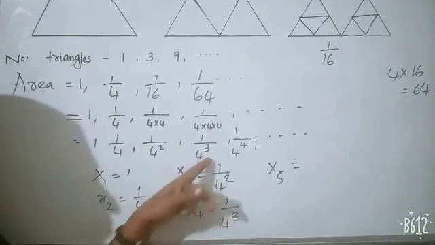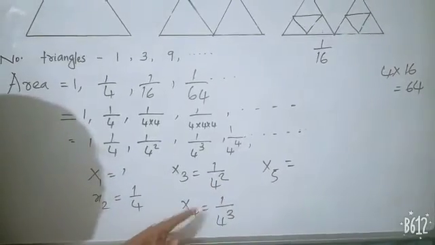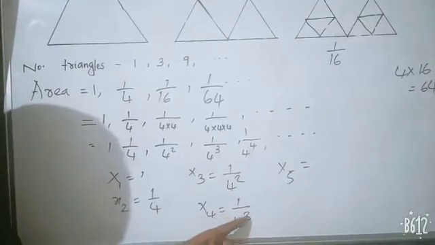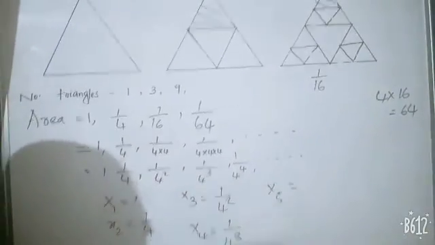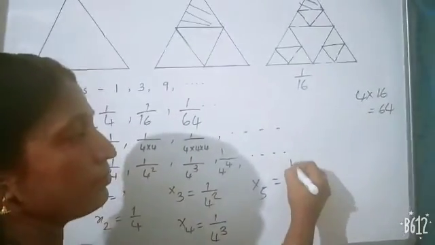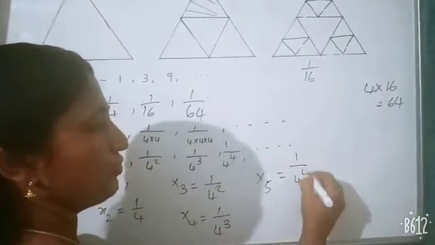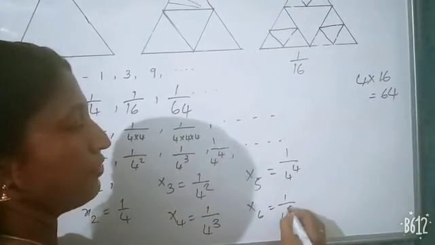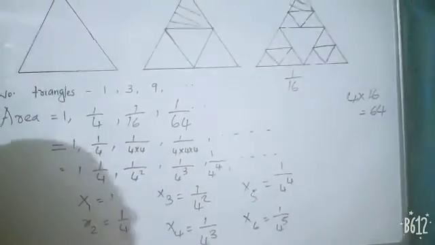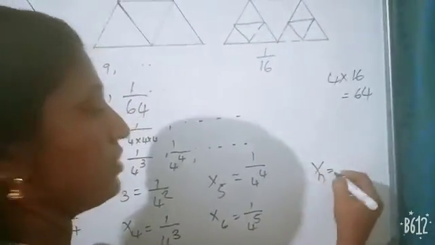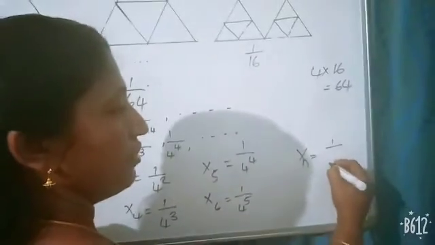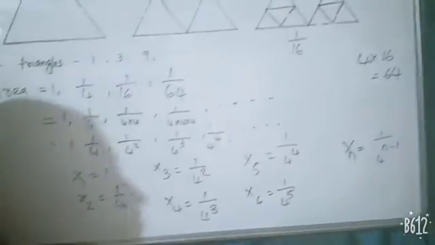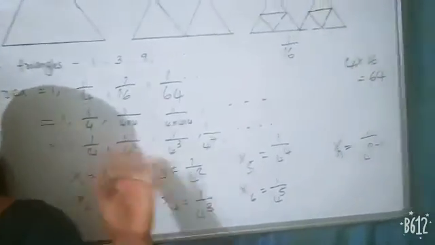Third term, 1 by 4 square. Fourth term, 1 by 4 cube. The power is 1 less than the position. Fifth term, we can write as 1 by 4 raised to 4. Sixth term, 1 by 4 raised to 5 and so on. So, nth term can be written as 1 by 4 raised to n minus 1. So, we got the algebraic expression of this sequence also.